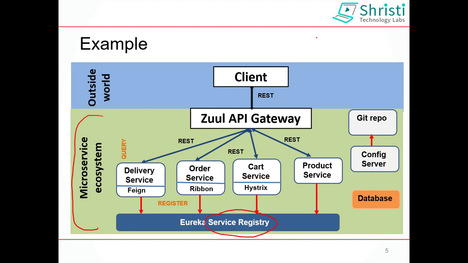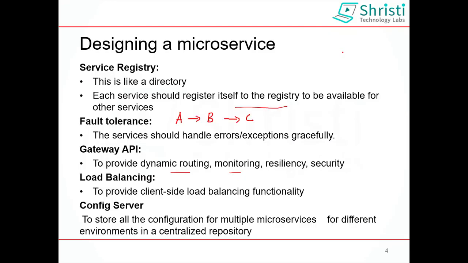So this Gateway API behaves like a front door for the client to connect to the microservice. Together with that, it also takes care of server-side load balancing, routing, security. So these kind of stuffs are taken care by the Gateway API. The next essential for designing a microservice is load balancing. Already we have discussed about server-side load balancing, that is between the client and the microservice ecosystem. The Gateway API is responsible for providing server-side load balancing.